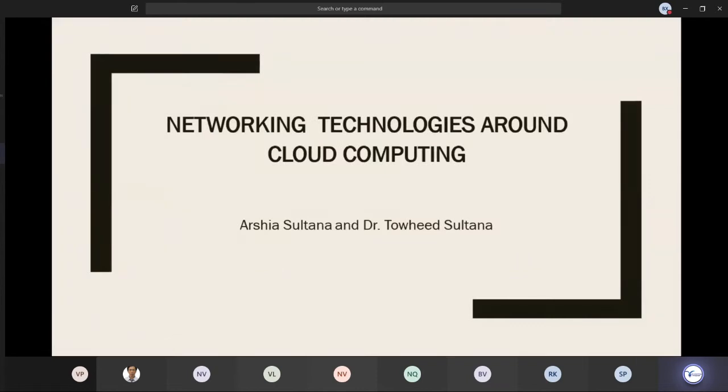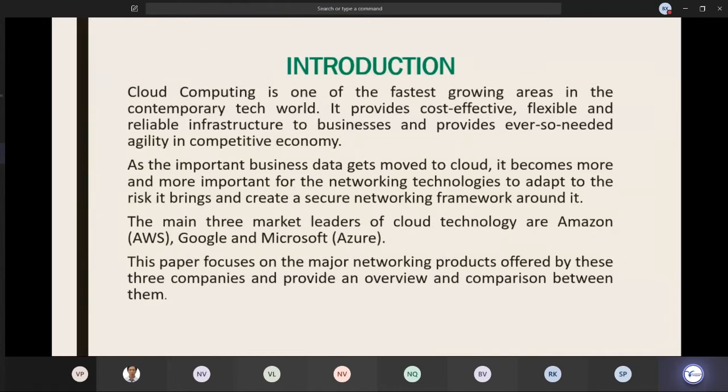Good afternoon. Myself, Nisha Sultana, doing MS from Montclair State University, New Jersey, USA. I'm presenting a paper on network technologies around cloud computing. Cloud computing is one of the fastest growing areas in the contemporary technical world. It provides cost-effective, flexible, and reliable infrastructure for business and provides unlimited agility in the computational economy.